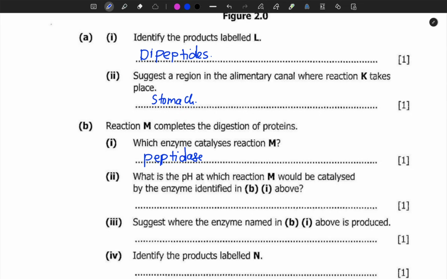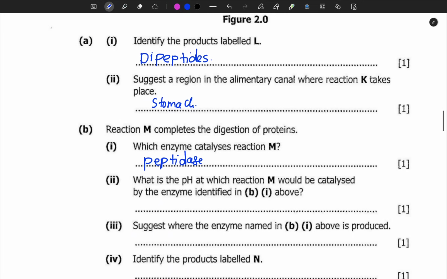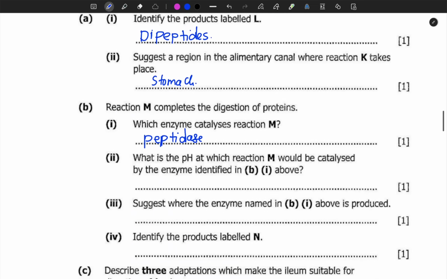So that's a pattern. Then what is the pH at which reaction M would be catalyzed by the enzyme identified in B1 above? So since reaction M is a completion, the pH here we can say slightly basic.